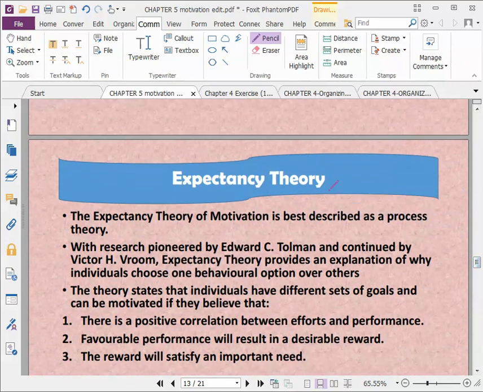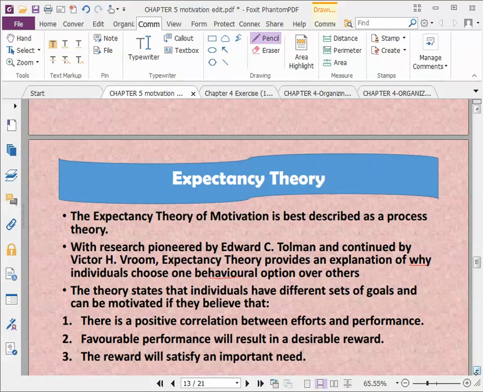Okay, next is expectancy theory. Okay, what is expectancy theory? The expectancy theory of motivation is best described as a process theory. Other name for expectancy is the process theory. Okay, with research pioneered by Edward C. Tolman and continued by Victor, expectancy theory provides an explanation of why individuals choose one behavioral option over others.